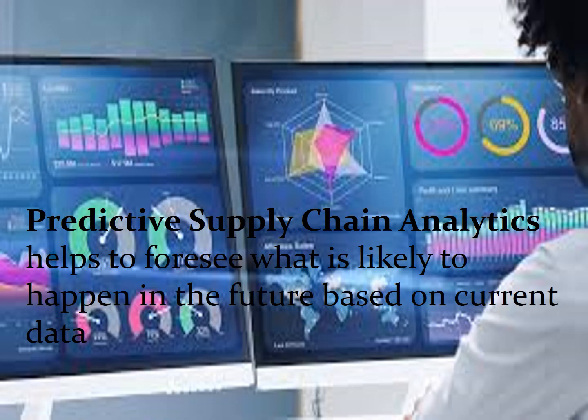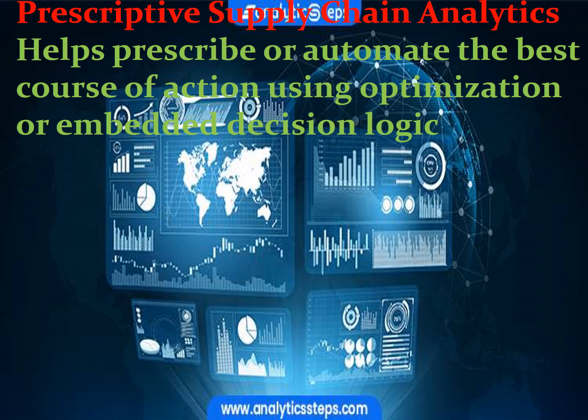The next type is predictive supply chain analytics. It helps to foresee what is likely to happen in the future based on current data. For example, how will new trade regulations or a pandemic lockdown affect the availability and the cost of raw material or goods. The fourth type is prescriptive supply chain analytics.